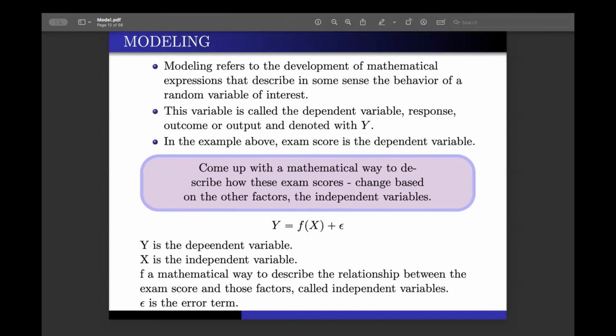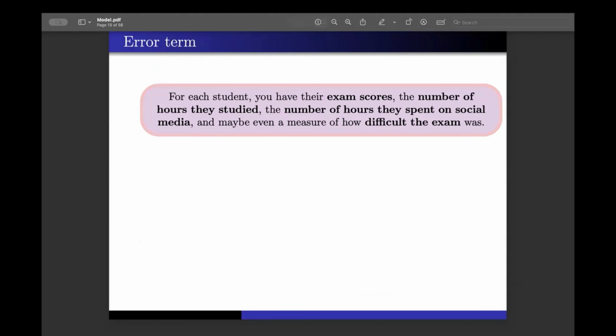And then we have this last term e, and e is called the error term. So we know what y is, we know what x is, and we know that y and x are in some way related to each other. So this function f entails how x and y are related to each other. We don't have much information about this error term. Let's try to understand what this error term actually means.